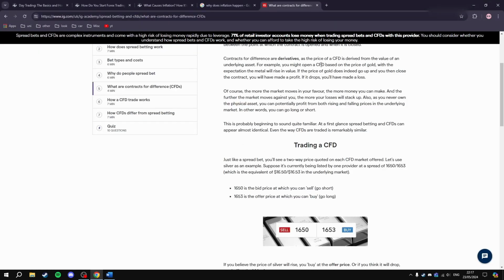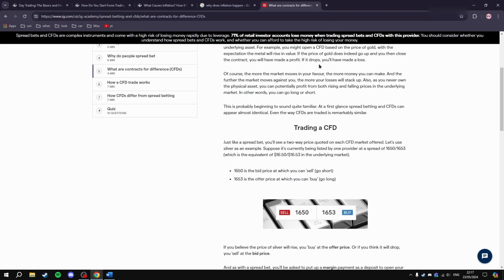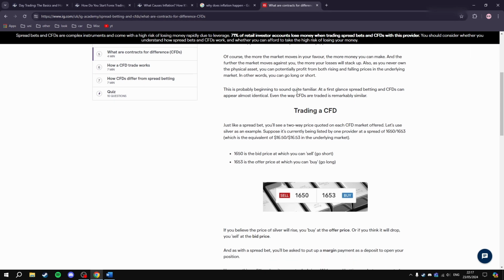For example, you might open a CFD based on the price of gold with the expectation the metal will rise in value. If the price of gold does indeed go up and you then close the contract, you will have made a profit. If it drops, you will have made a loss. Of course, the more the market moves in your favour, the more money you can make. And the further the market moves against you, the more your losses will stack up. Also, as you never own the physical asset, you can potentially profit from both rising and falling prices in the underlying market. In other words, you can go long or short.